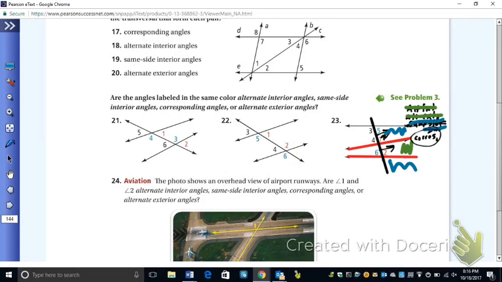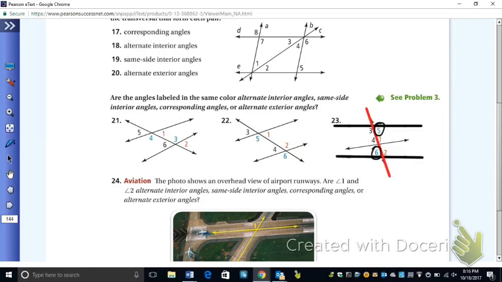Now here's the other thing we could do. We could look at them and go, okay, well that's number 1's top right. Number 2 is also top right. Therefore, they're corresponding.